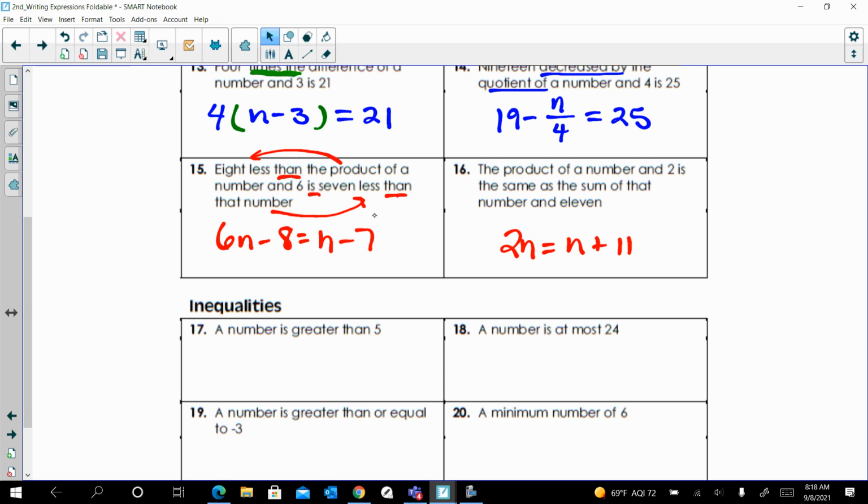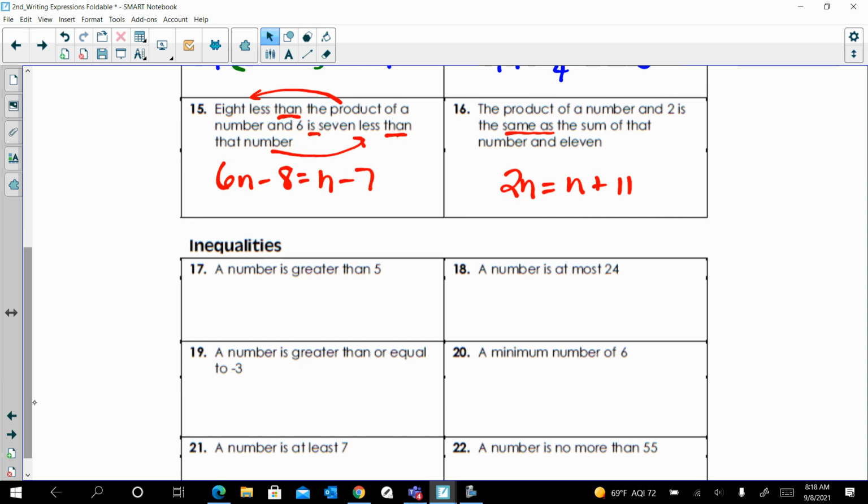On 16, you just have to know that the same as was your equal word. Same as translates as equal. So this one's pretty simple. This is the product of a number and 2, so that's just 2n. Is the same as, that's the equal, and then the sum of n and 11. So n plus 11.